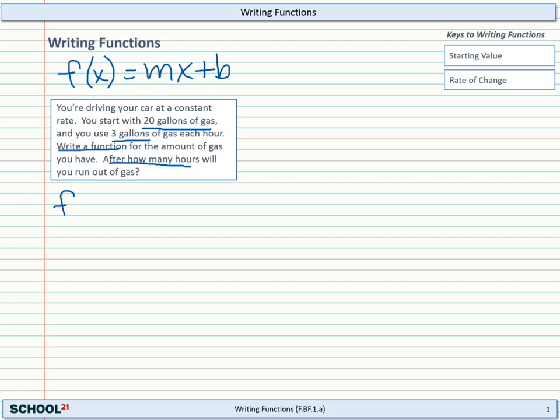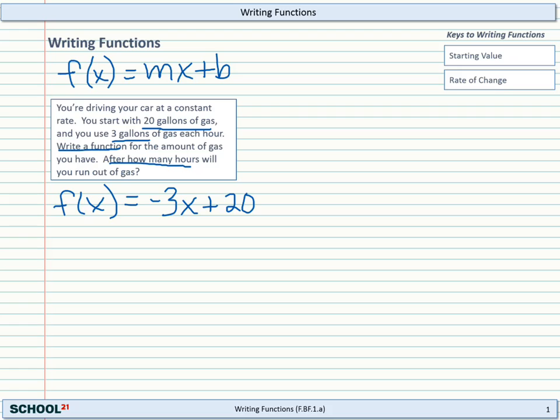So we'll do f of x, and here, what does x stand for? Right, it stands for the number of hours. And each hour, we use up 3 gallons. So that means we have negative 3 times the number of hours, negative 3x. And our starting value was 20 gallons. So there we have our function.